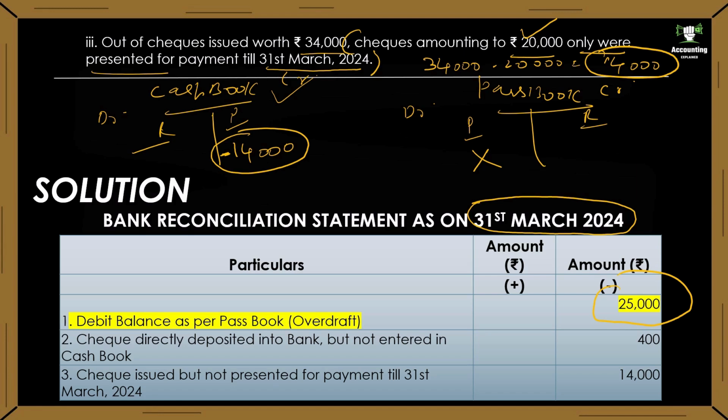Now see point number 3. Check issued but not presented for payment till 31st March 2024. Under the deductions column, 14,000 rupees.